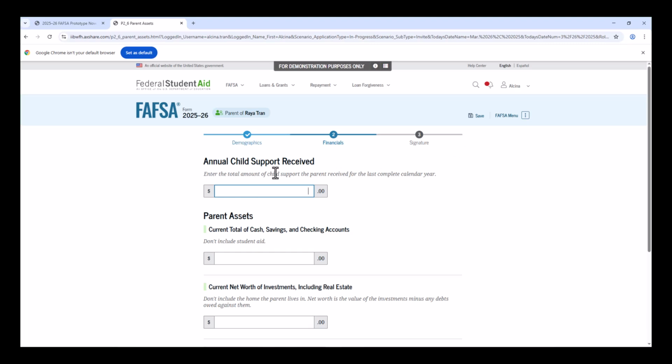Okay, so now it is asking about the annual child support received. You're going to enter the total amount of child support received for the last complete calendar year. So if you were receiving child support, you would need to enter that total amount that you received for the last year. Right now we're in 2025, so you will need to enter the full amount you received for the 2024 year. If you do not receive child support, you will just enter 0 here and continue on with the form.